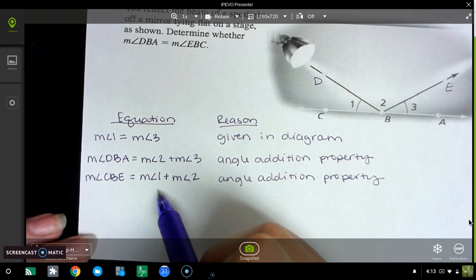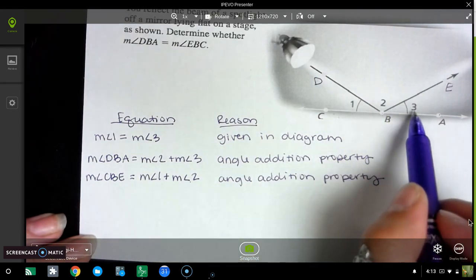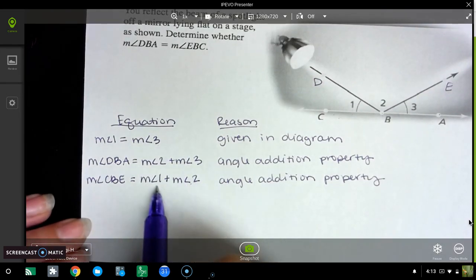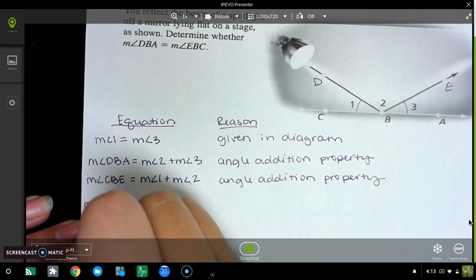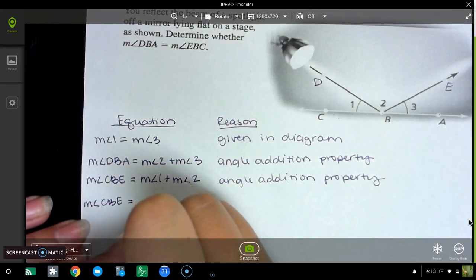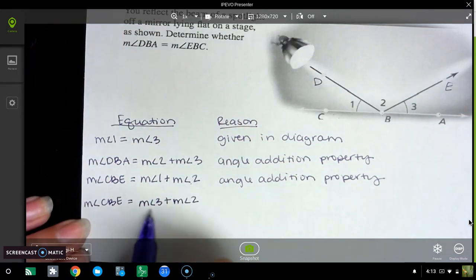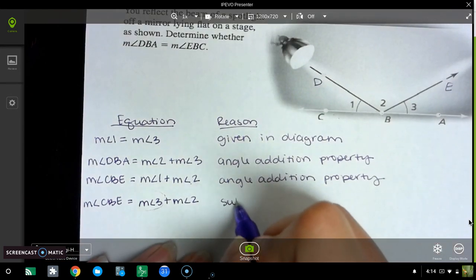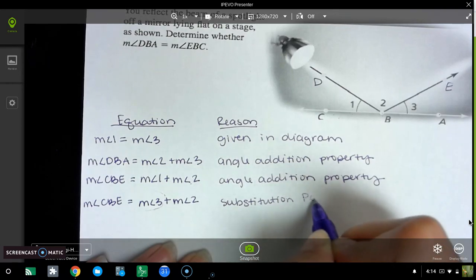So pause the video. Okay, so we know that measure of angle 1 is equal to measure of angle 3, right? We said that was given. So I can substitute in one of these. So I can say the measure of angle CBE is equal to measure of angle 3 plus measure of angle 2. I just substituted this guy for measure of angle 1 because I know that they're congruent, and that's called my substitution property of equality.